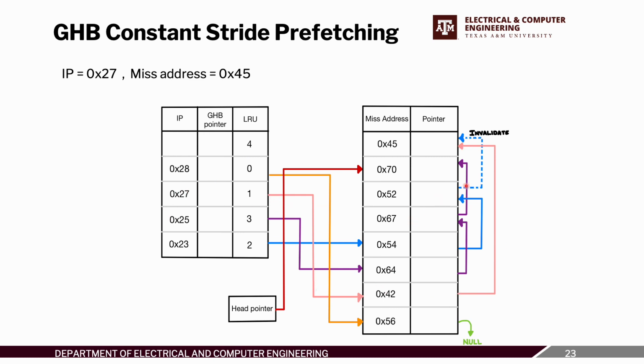However, we did have a link in blue for the IP address 0x23, which was there previously. So whenever this happens, we have to make sure that we invalidate this pointer so that we do not go around fetching based on misaddresses of different IPs as the GHB keeps getting filled.